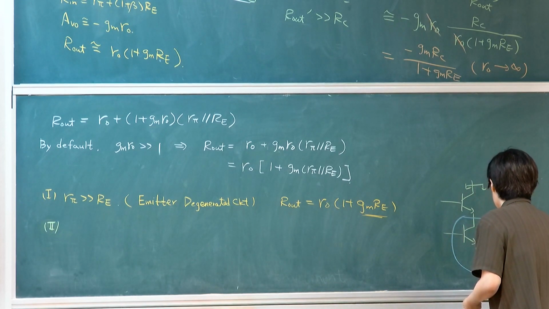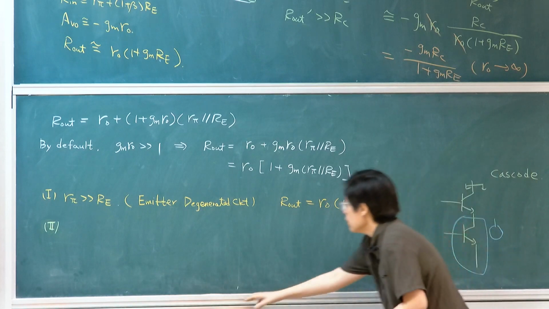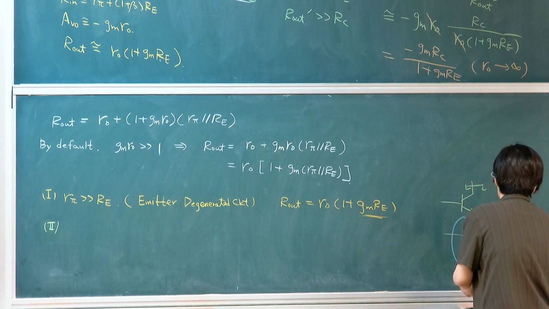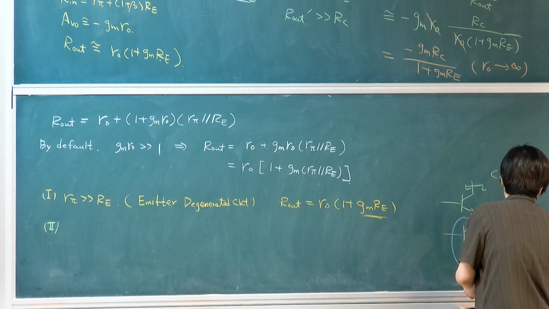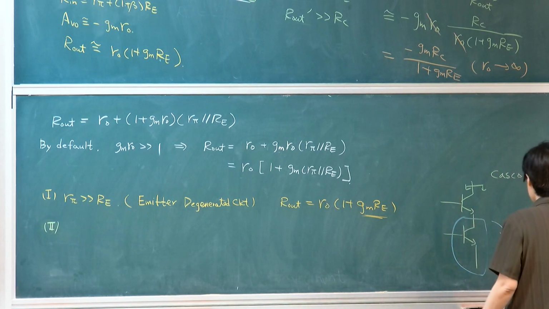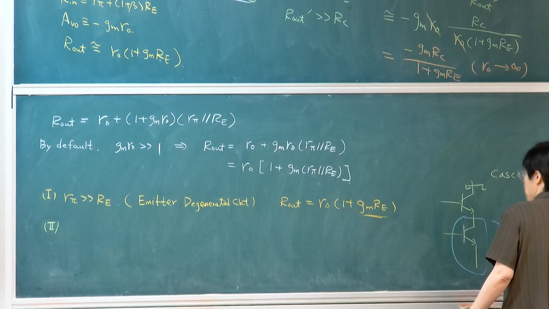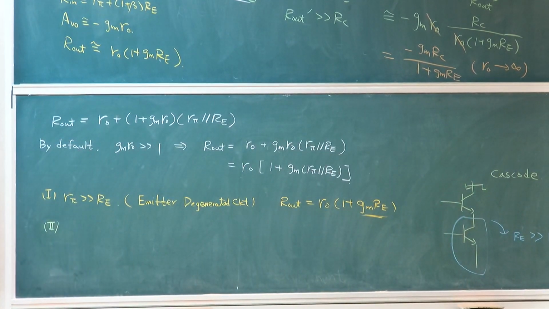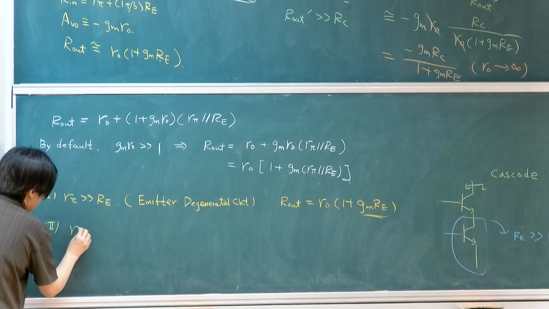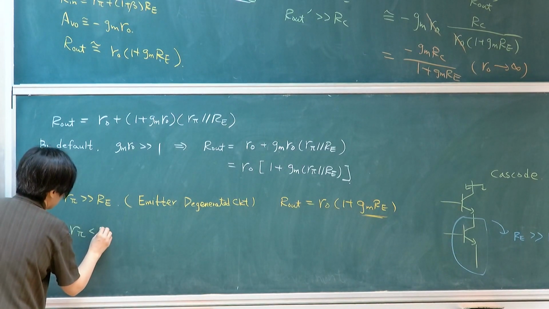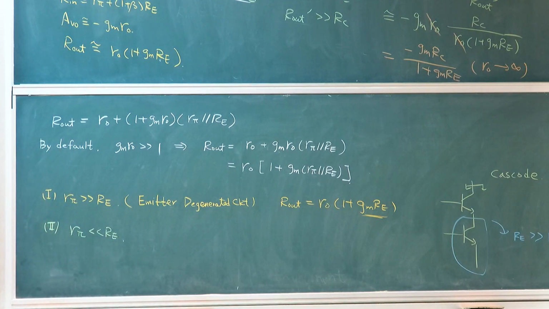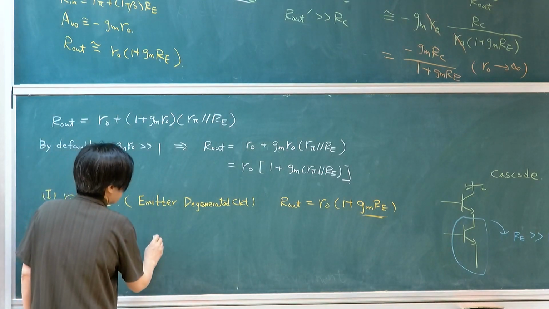So the effective RE in this case can be much, much larger than R pi. Okay? So this is the case. Then you have R pi, which is smaller than RE. So what do you think this equation will become?